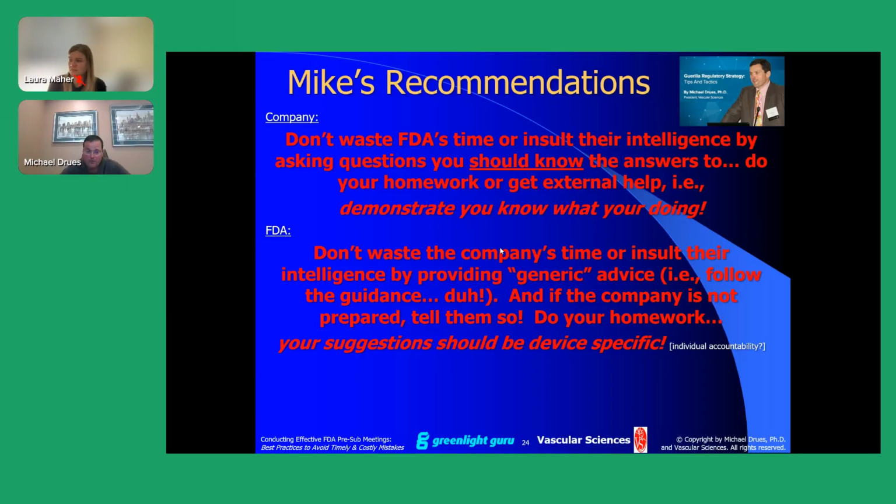But do your homework. In other words, the suggestions that FDA gives to the company should be very device specific. They should not be very generic, very general, like do biocompatibility testing or usability testing or whatever. That's not the purpose of having a pre-sub. A pre-sub is intended to talk about a specific device with a specific regulatory pathway and specific technology and so on and so on. All of that discussion should be focused like a laser on that specific device, not on generalities and platitudes.